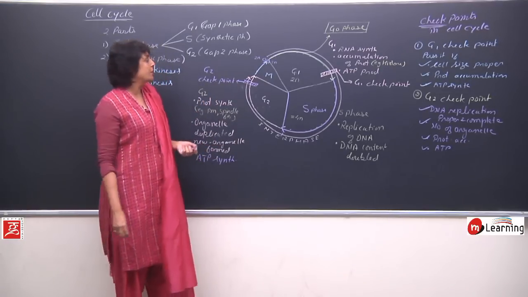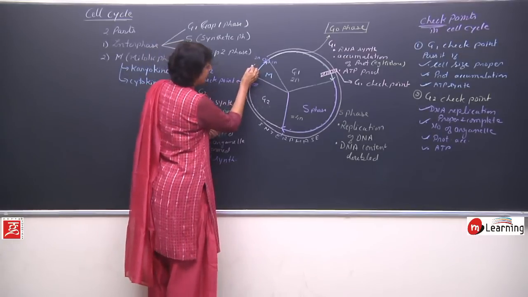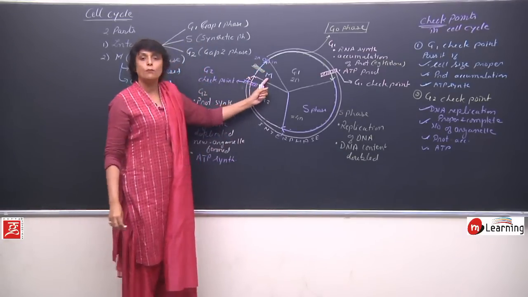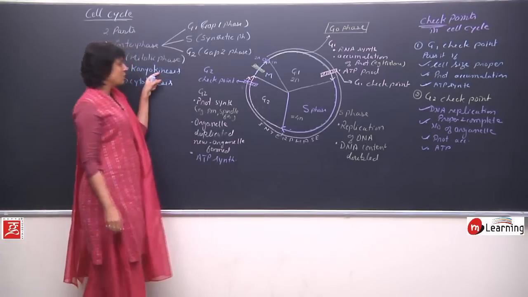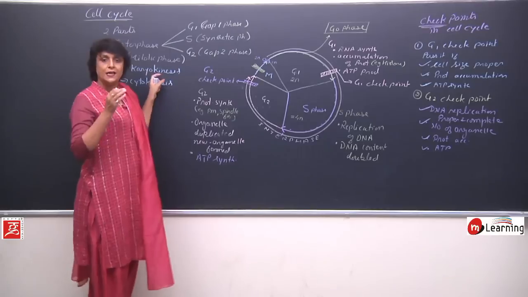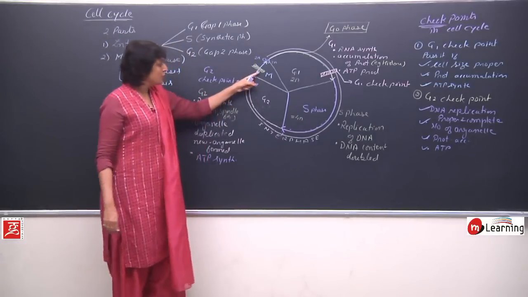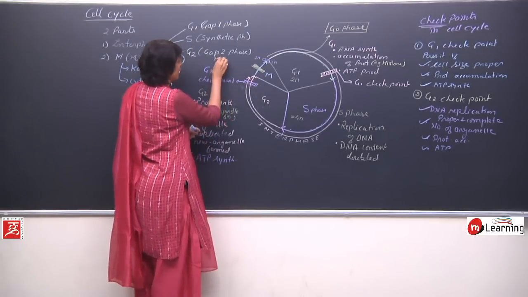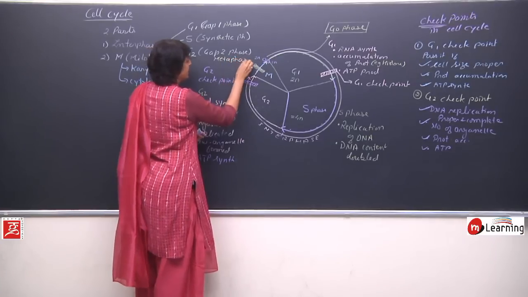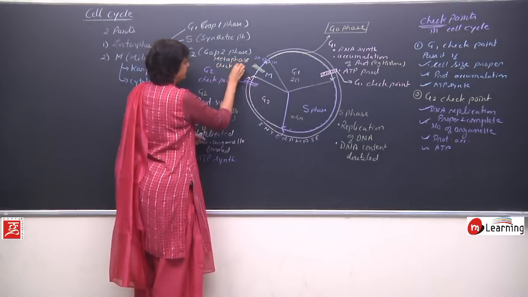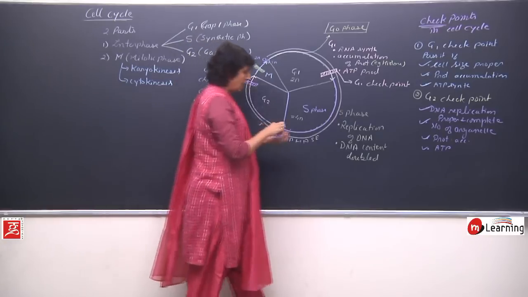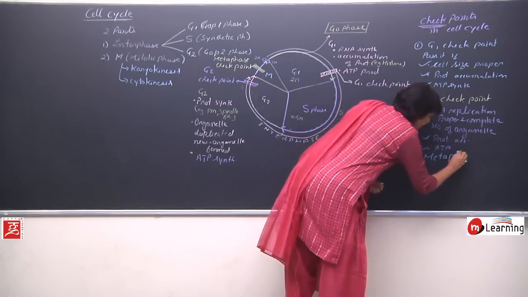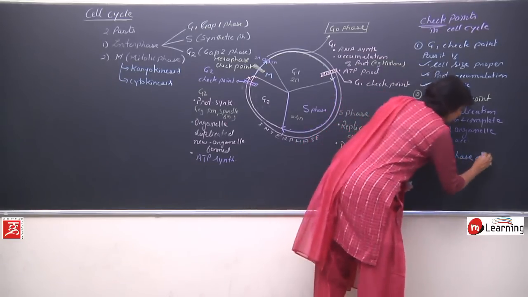Now comes the third checkpoint. The third checkpoint is in the M phase, and in the M or mitotic phase, because there is karyokinesis, and in karyokinesis there is prophase, metaphase, anaphase and telophase. So this is in metaphase of M phase. So it is also known as the metaphase checkpoint. So the third checkpoint is the metaphase checkpoint.